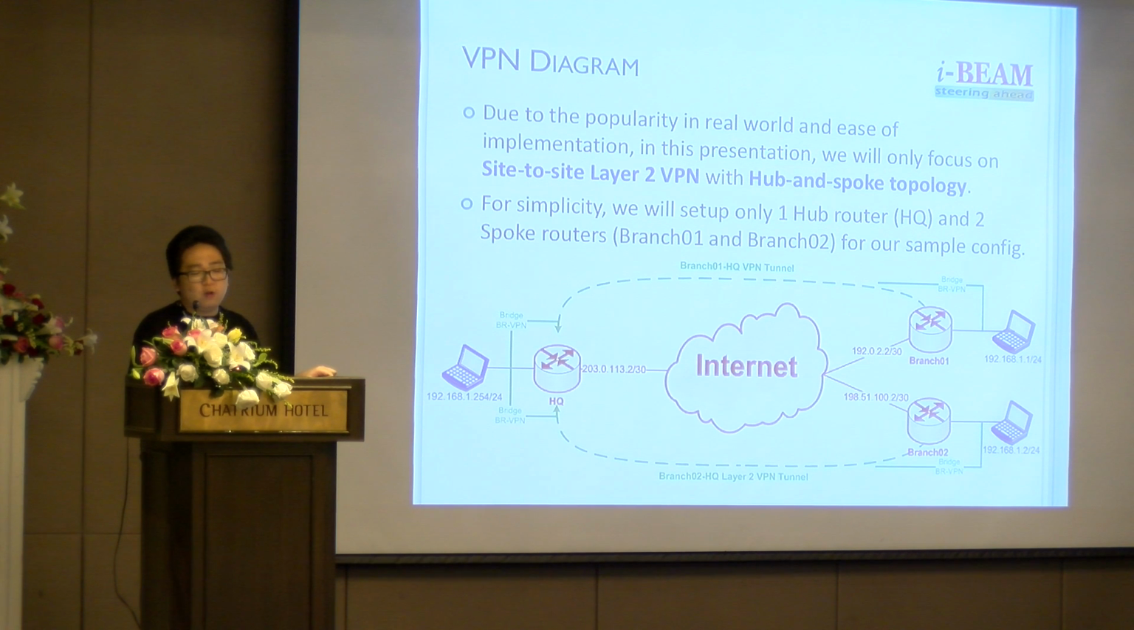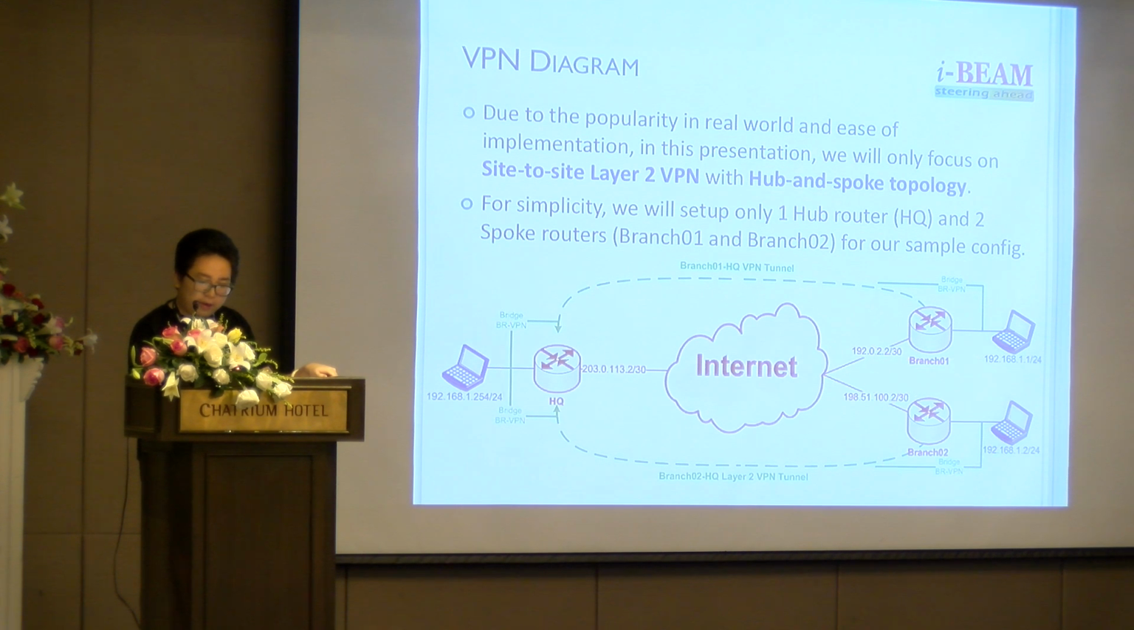And for layer 2 VPN, normally they will use hub and spoke topology. As I said, full mesh is good if you have 10 offices, but if you have hundreds, then it is a nightmare for you. And for simplicity, I will not set up 100 offices like what I said at the moment. I will only set up one head office and 2 branches to show you the configuration.